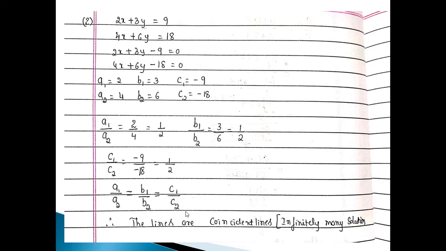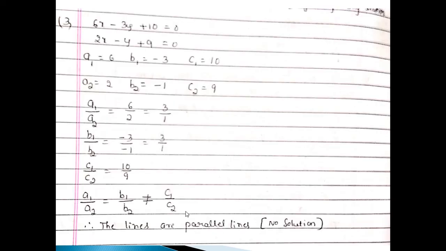A1 by A2 is equal to B1 by B2 is equal to C1 by C2 means what? The lines are coincident lines. There are infinitely many solutions. Okay, right? Yes, come to the next one.